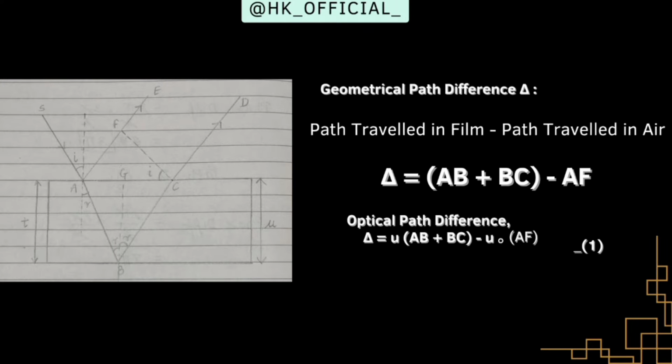Now with the help of this, we will make out what is the optical path difference. Here we will just add the mu. And I hope you know what is mu. Mu is nothing but the refractive index of any medium. And mu naught is nothing but the refractive index of air. So the same formula is present, but before AB plus BC I have multiplied mu, and before AF I have multiplied mu naught. Mu naught value I hope you know that is 1, because the refractive index of air is 1. So just for the formula base I have written it. Now mark it as equation number 1. Now let's go further.